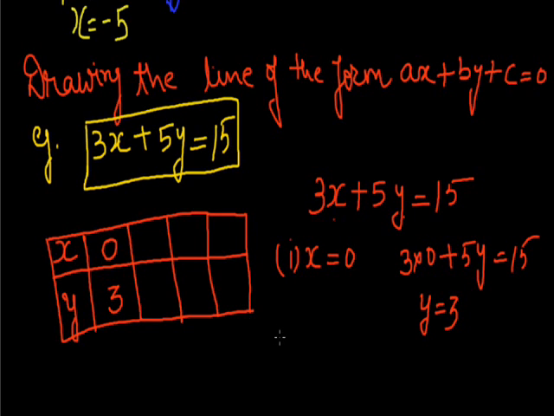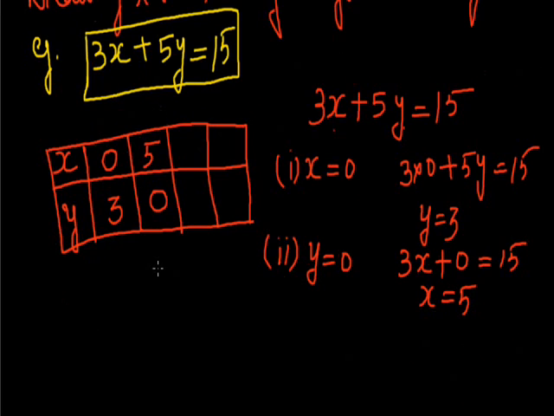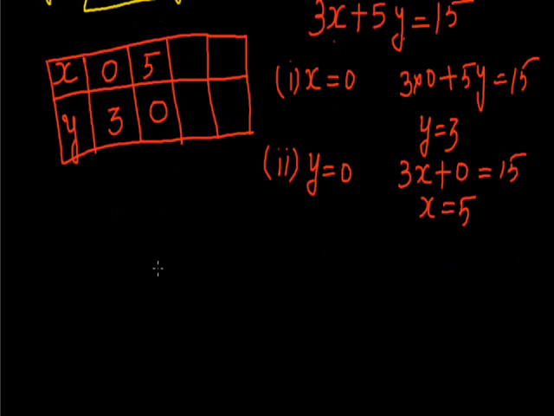Similarly, we may find so many points by putting y equals to 0, 3x plus 0 equals to 15. That means x equals to 5 when y was 0. X is 5 and y was 0. We can find other points also, for which we will put other values.